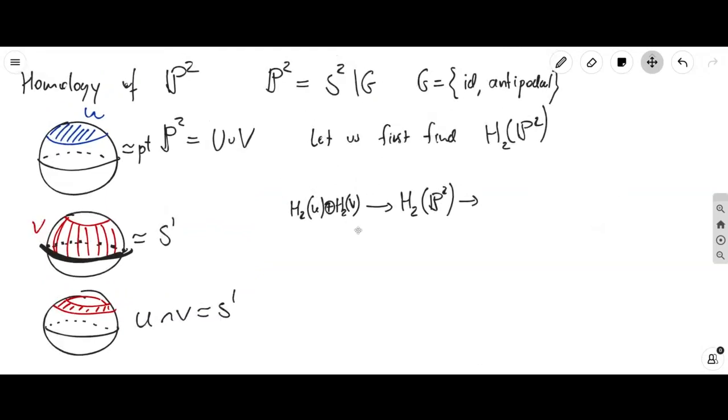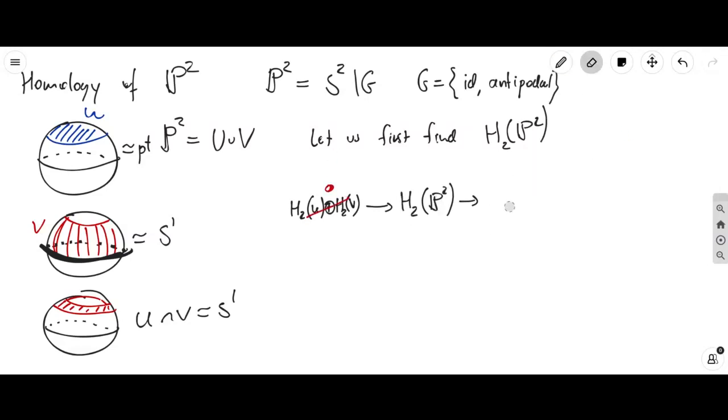Okay, and now we can say what H2 of U is. H2 of U is the homology of a single point. That's trivial. And H2 of V, that's the second homology of S1, which is also trivial. Actually, the previous example with the circle is useful here. So this is just going to be 0.